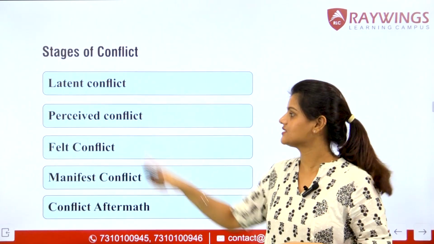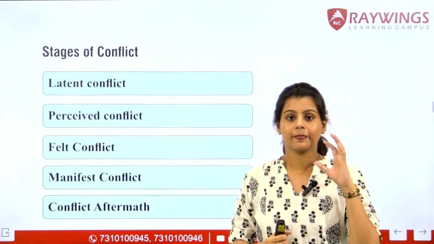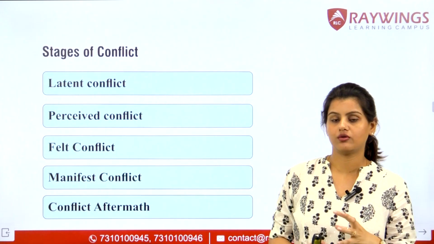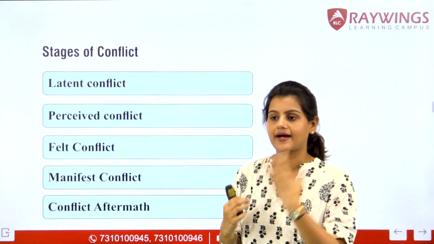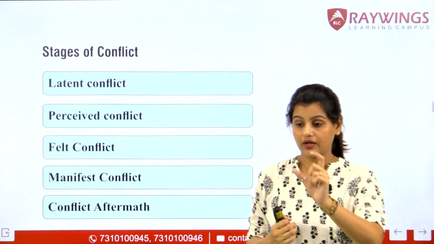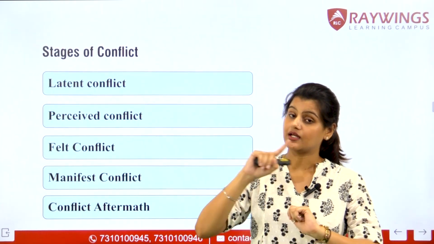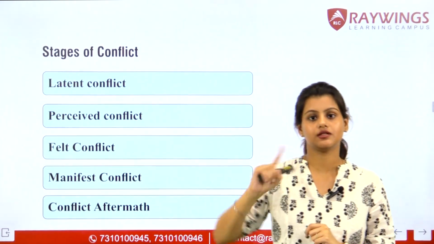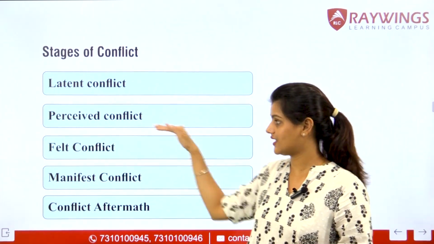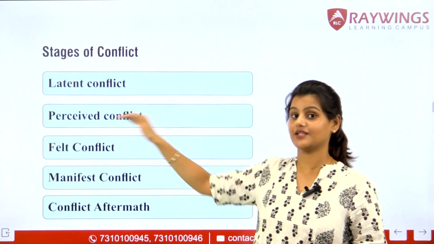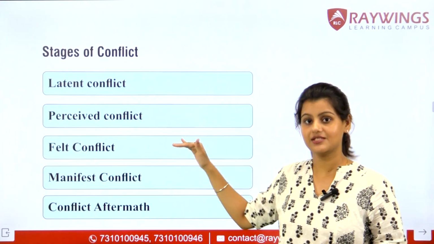The second is perceived conflict. This is a stage of conflict in which people can actually see now that okay, there is some kind of changes that can be seen, and this can definitely lead to conflict in the future. So in this stage, the arising of a conflict can be seen.